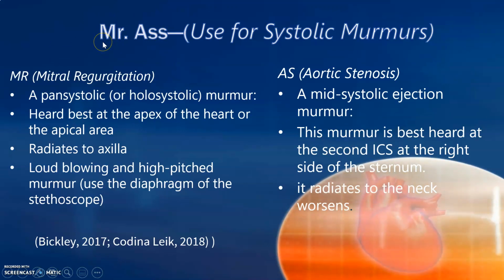And MR is mitral valve regurgitation, and the AS stands for aortic stenosis. We know that these two are systolic murmurs. If you can identify where to listen for the mitral valve sound, which is the left side, mid-clavicular line, fifth intercostal space, you will know that that's the mitral valve. If it is heard during systole, you know that it's regurgitation.